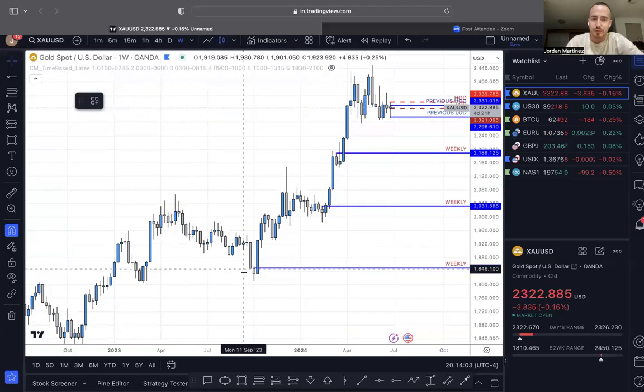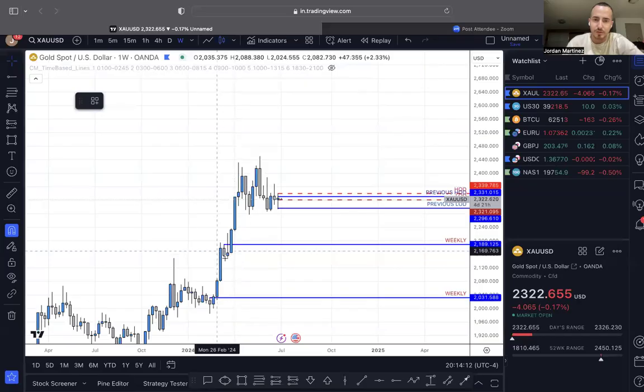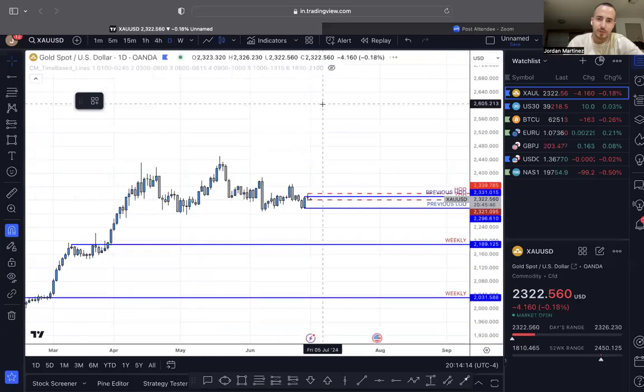So notice distribution pulled back into this area right here. Then price created this new distribution here. These are the first targets for price. Now we've got to go on the daily.